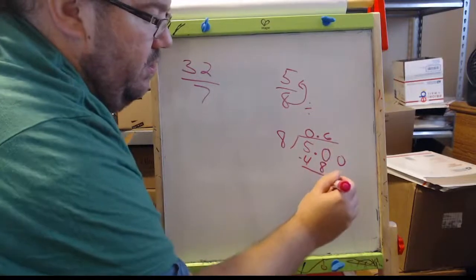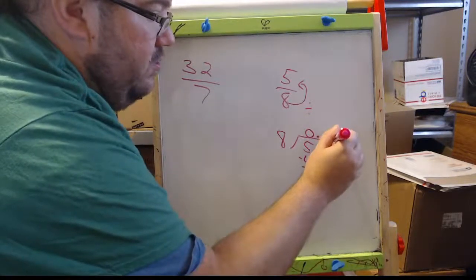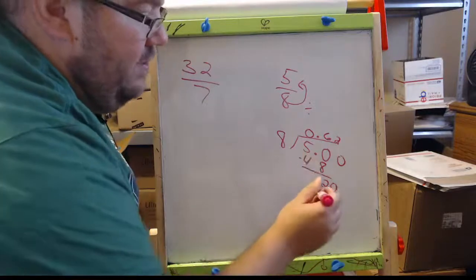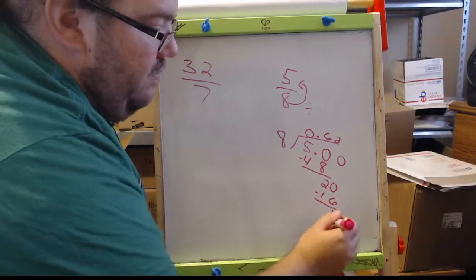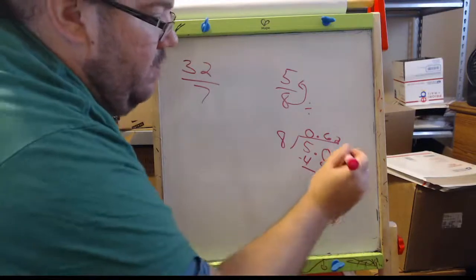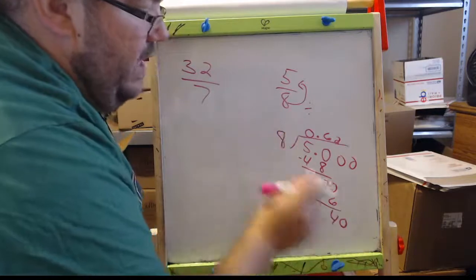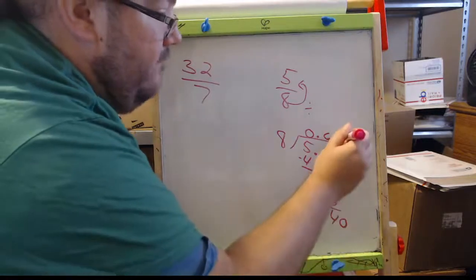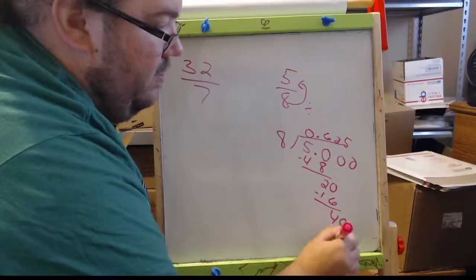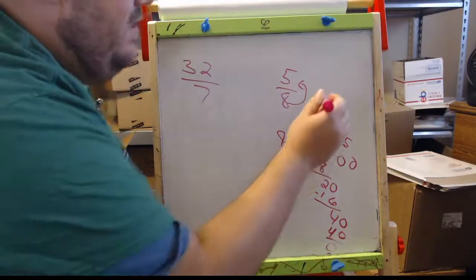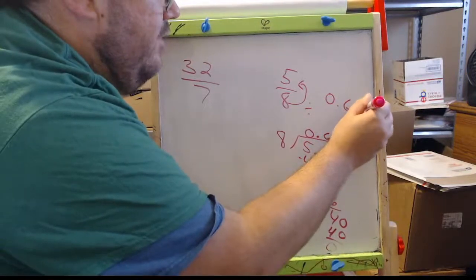Put another 0, bring this down. 8 goes into 20 twice. 2 times 8 is 16. Subtract it, bring it down. So that's a 4. 8 won't go into 4. Bring another 0. 8 goes into 40 5 times. 5 times 8 is 40. So we're all done. So 5/8 becomes 0.625.